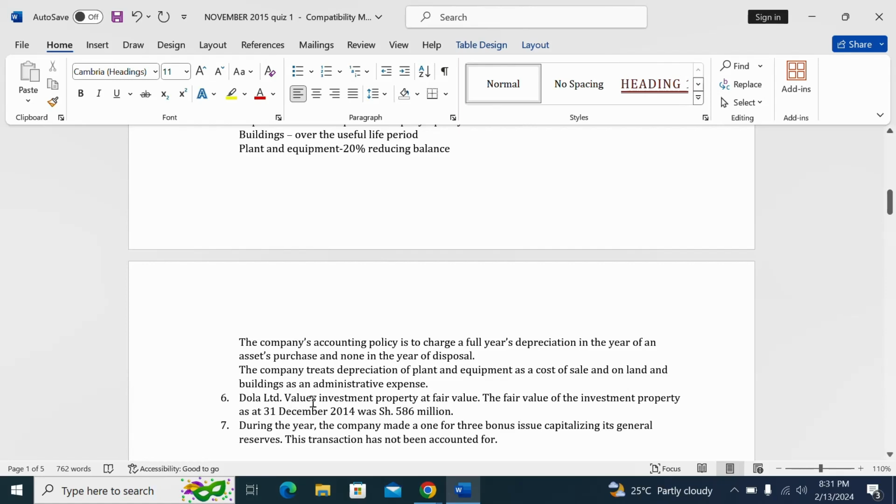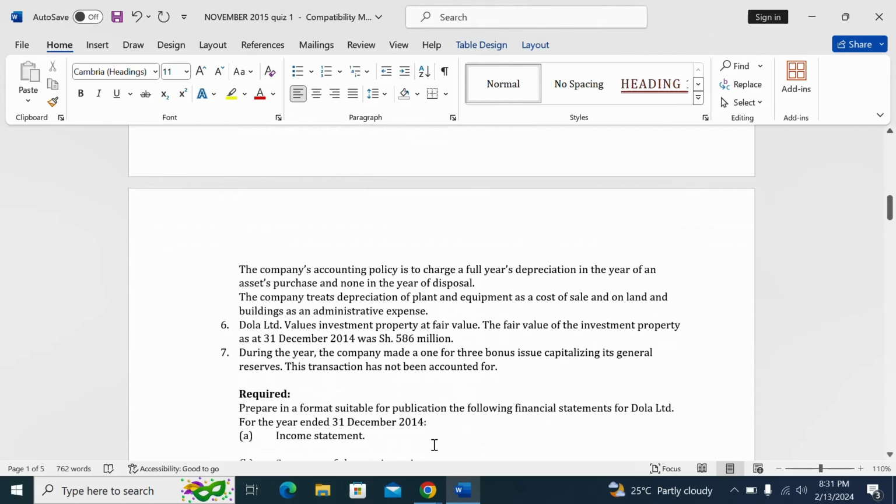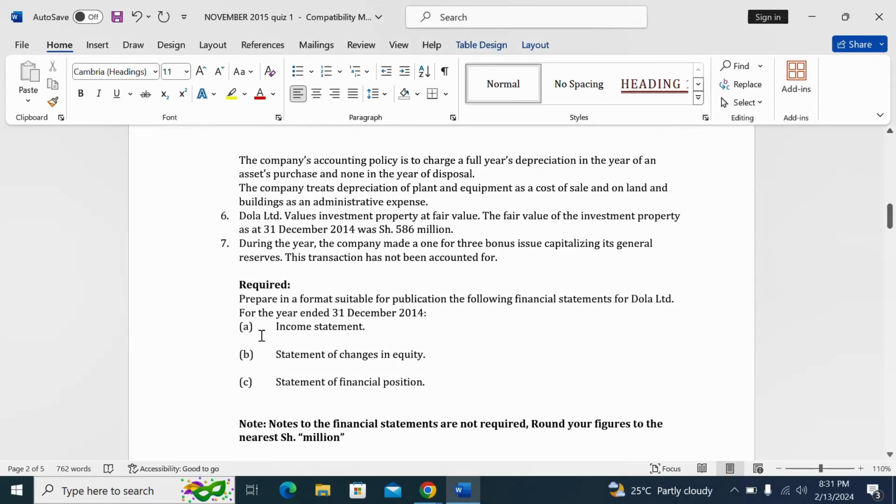Dora Limited values investment property at fair value. The fair value of the investment property as at 31st December 2014 was shillings 586 million. During the year, the company made a 1-for-3 bonus issue, capitalizing its general reserves. This transaction has not been accounted for. Required: what are you required to do?